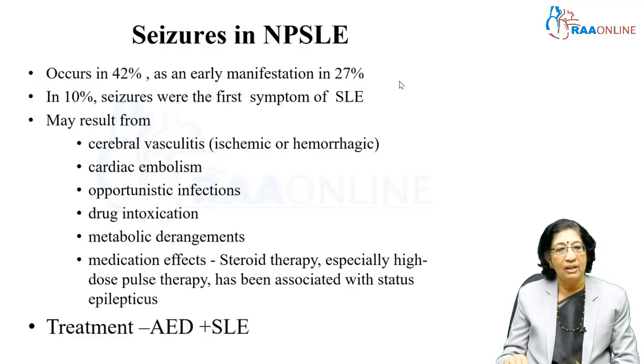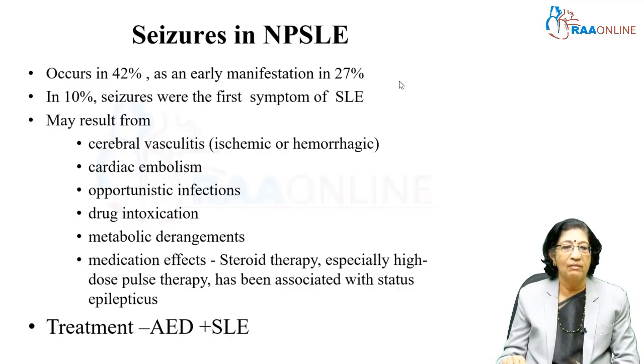So, seizures can occur in 42% of the patients, and in almost 27% can be an early manifestation, and in 10% are the presenting symptom of SLE, like this girl I have mentioned. And why do these seizures occur?